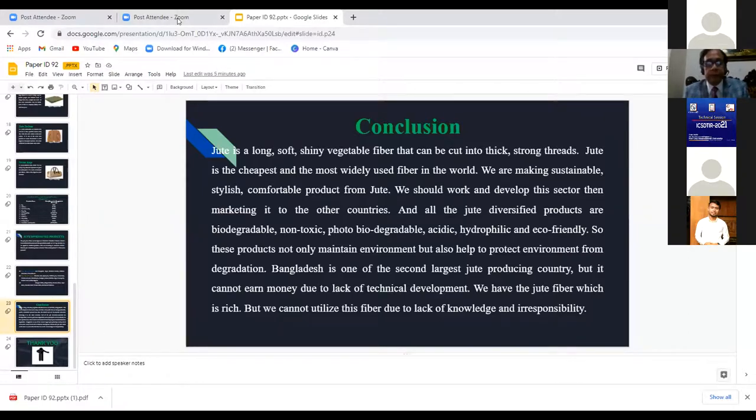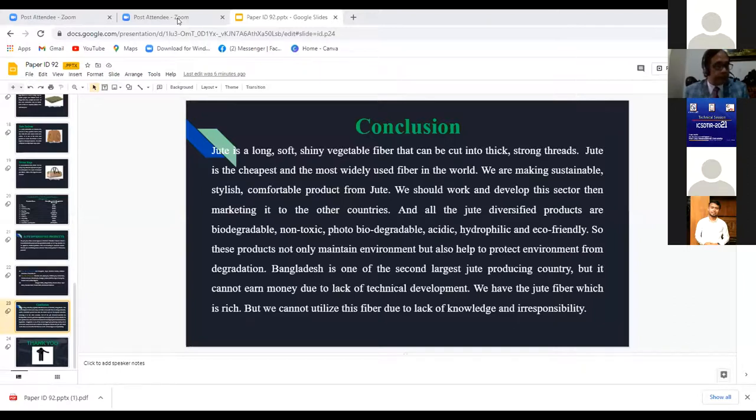Okay, dear author, very first question for you. Which types of jute product are used in medical textile? Sir, it can be used in different types of clinics, basically operation sectors, etc.